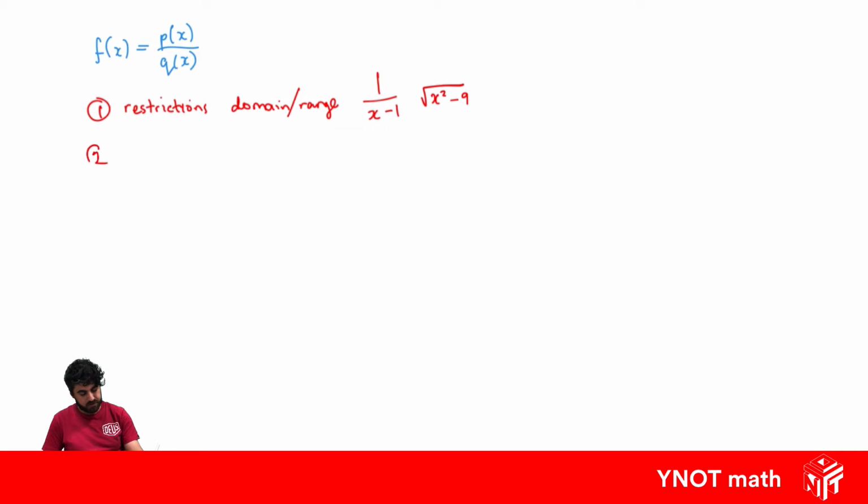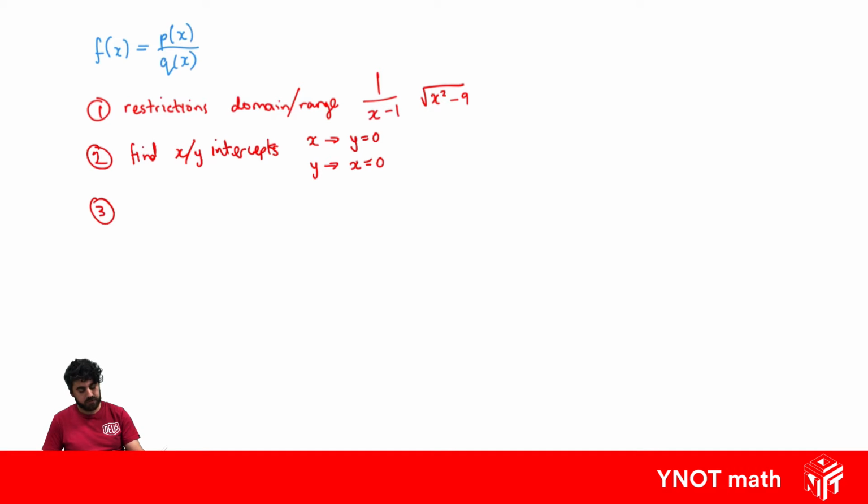The second thing we can do is to find x and y intercepts. We can find x-intercepts by setting y equal to 0 and solving for x, and we can find y-intercepts by setting x equal to 0 and finding answers for y, and that's going to help us as well.